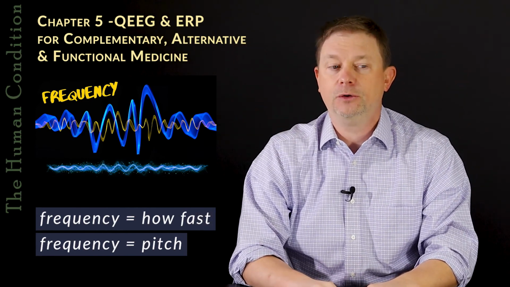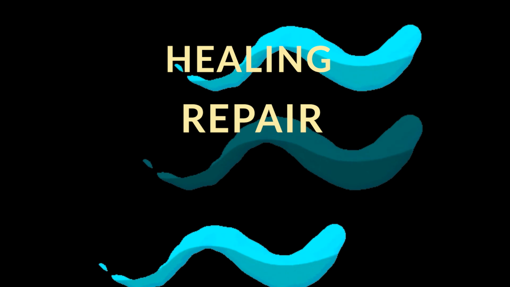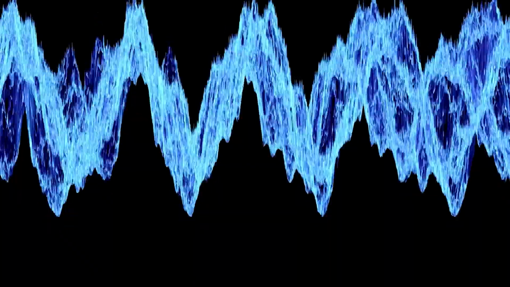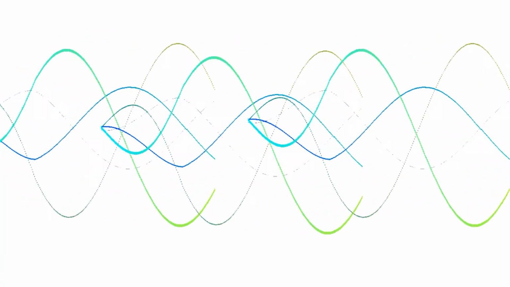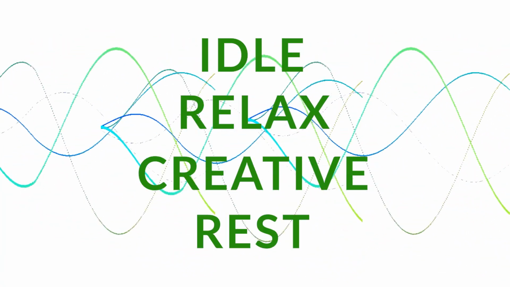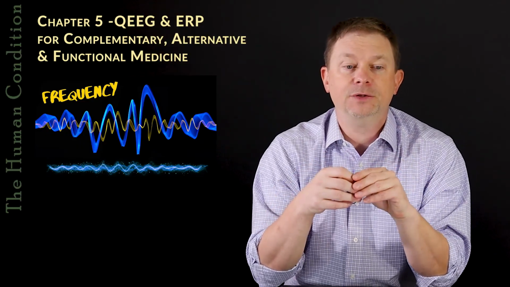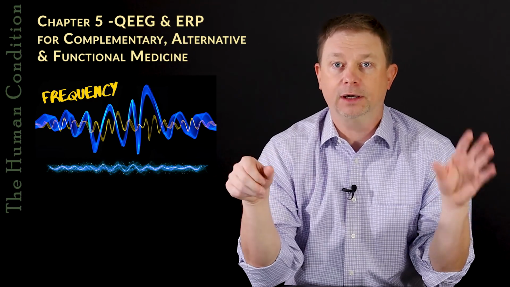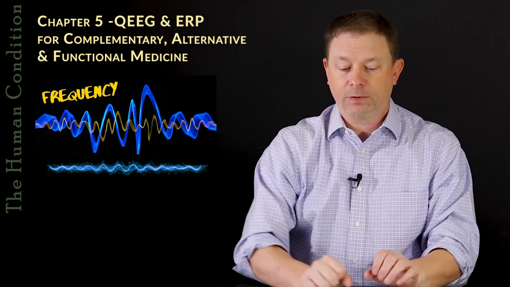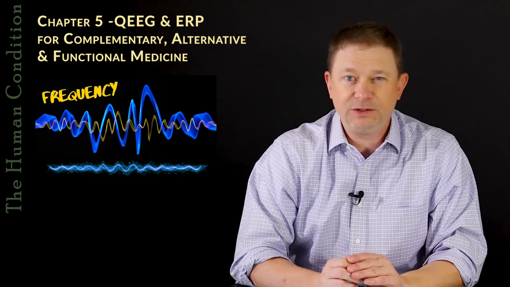So the frequency shows us what's going on, and very generally, the low frequencies do work that's related to healing and repair and regeneration and sleep, and the higher frequencies do the heavy lifting of thinking. And then the middle frequencies let us idle, relax, and be creative, let us give our brain a rest, but also make sure our brain has perfusion and blood flow. And so each general area, low, middle, and high frequency, does different kinds of work in different parts of the brain. And the region of the brain matters.